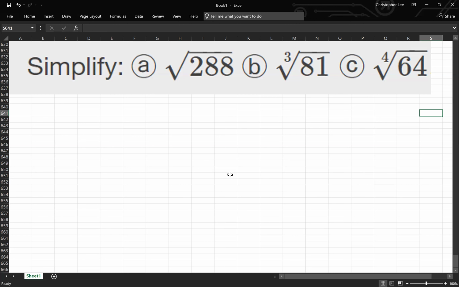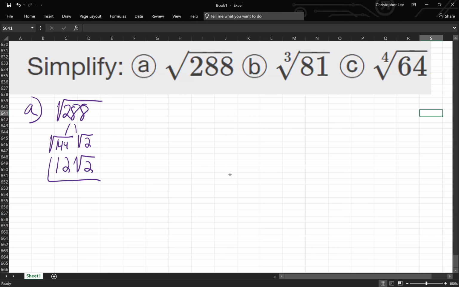So let's start going over these real quick. All right, A is fairly simple, right? I have the square root of 288. I know that I could break this up into the square root of 144 and the square root of 2, and the square root of 144 is simply just 12. And then we have the square root of 2. That's my answer. That's not so bad, right?